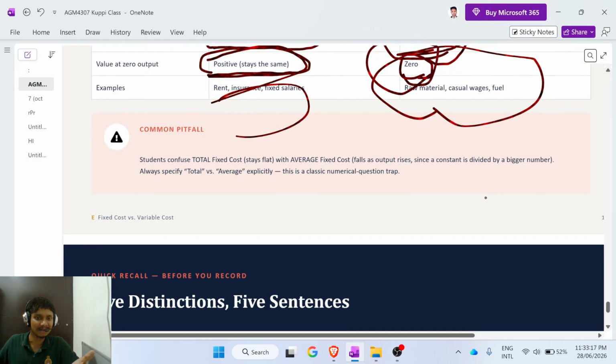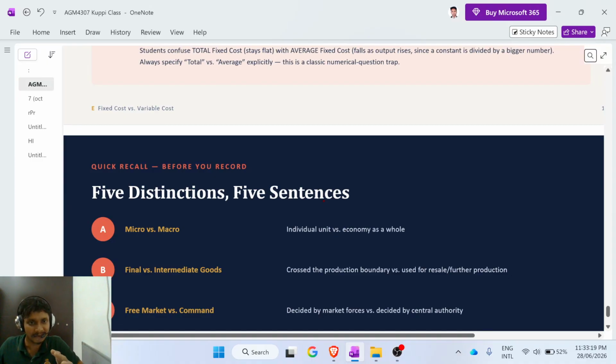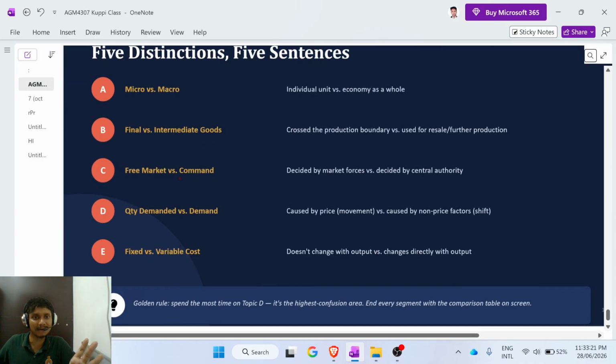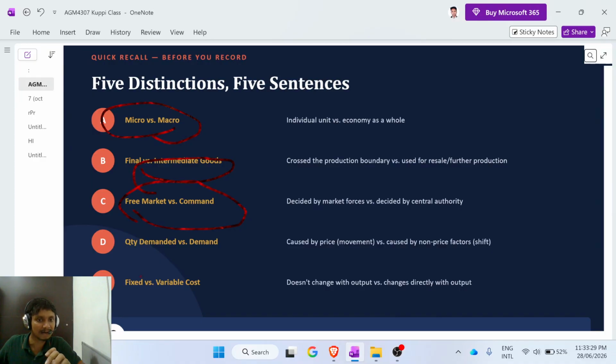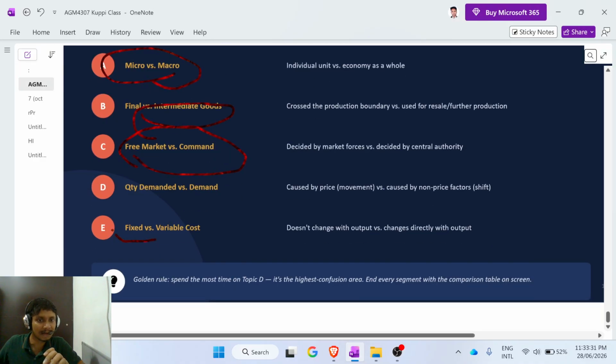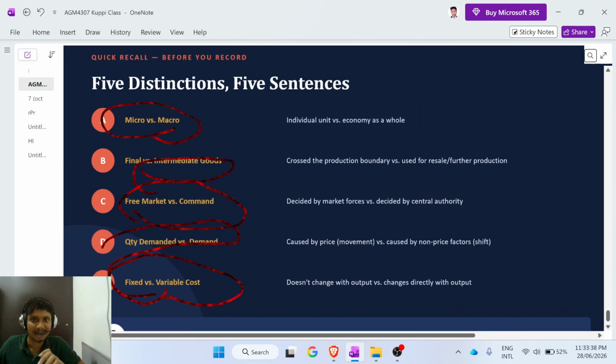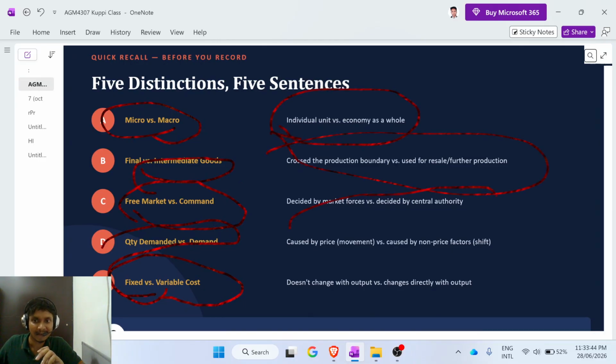It is very simple. Okay, we have finished all the discussions about micro versus macro, final versus intermediate goods, free market versus command market, quantity demanded versus demand. Finally, we discussed fixed versus variable cost. If you want, you can please refer to this. We have already deeply discussed this.